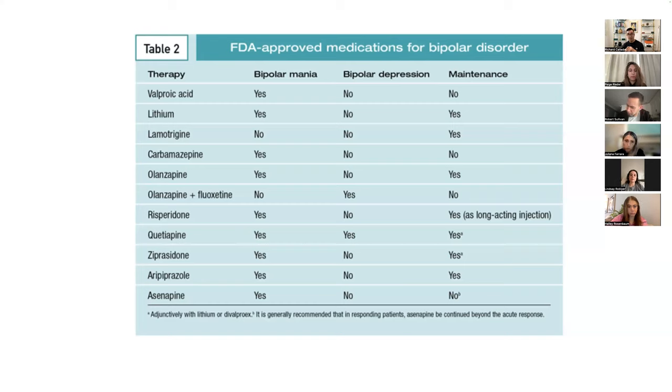So there is a warning that if you give someone lithium on top of an SSRI, there could be a theoretical risk of serotonin syndrome. I've never seen it, but make sure you tell the patients. I use it pretty regularly. I prescribe lithium augmentation to patients who have treatment-resistant depression with SSRIs with good effect, especially patients who have a past history of suicide. I use low-dose lithium.